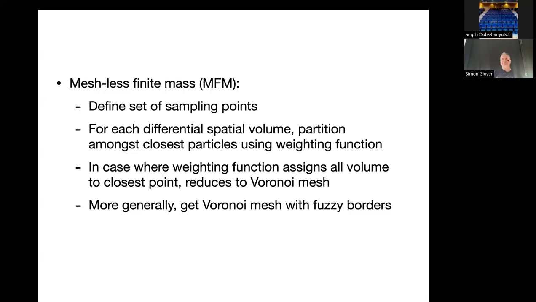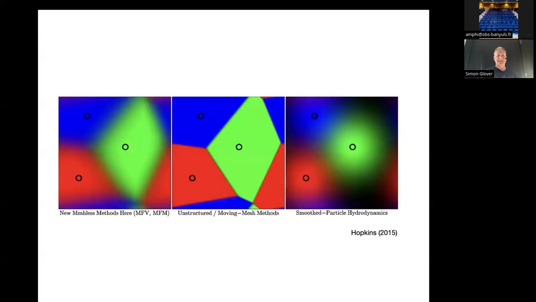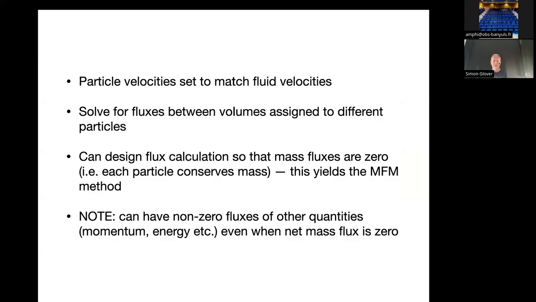But in cases where the weighting function actually says, okay, we will assign most of the weight for this point in space to the nearest particle, but then we'll assign some weight to slightly further away particles, then this is the MFM scheme. And so basically what you wind up with is a Voronoi mesh with slightly fuzzy borders. So this would be the Arepo case. This is SPH, where we have a spherical kernel, and this is MFM. So the particle velocities can then be set to match the fluid velocities, and we can solve for the fluxes between the volumes assigned to the different particles.